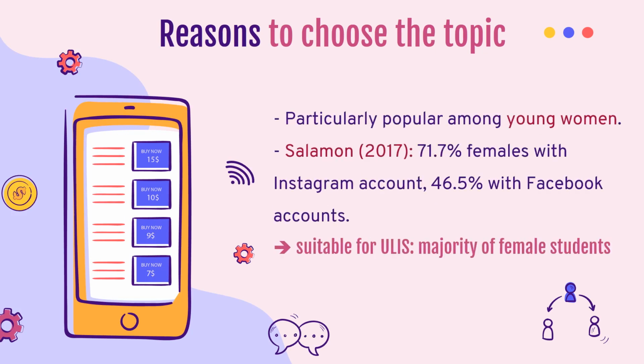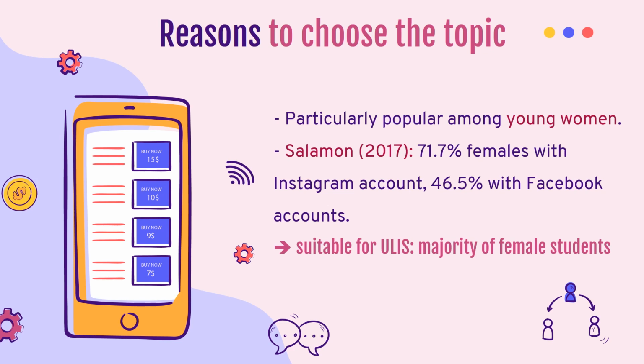Findings from Solomon in 2017 revealed that at least 71.7% of females had an Instagram account, compared with 46.5% with Facebook accounts. In a university like ULIS, where female students account for the majority, we believe this case study will be suitable.